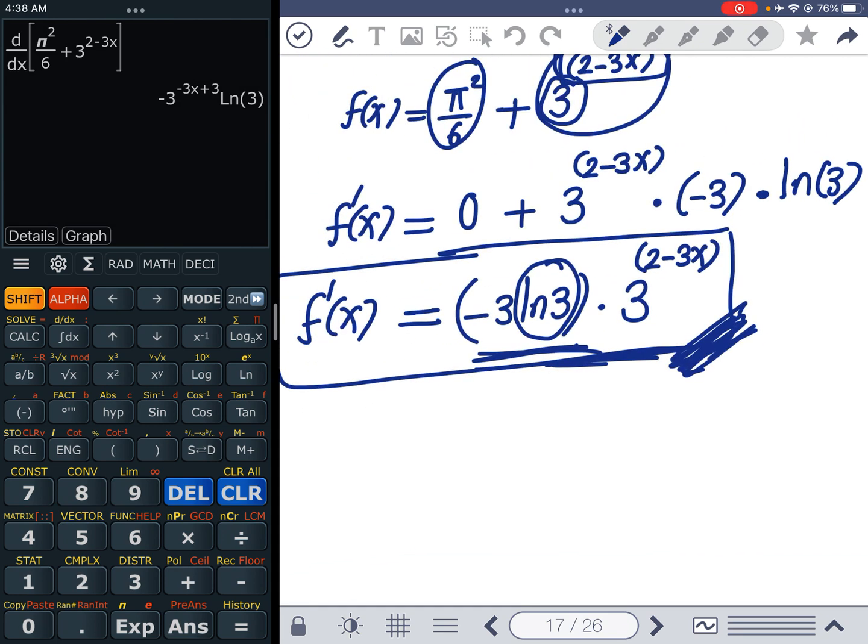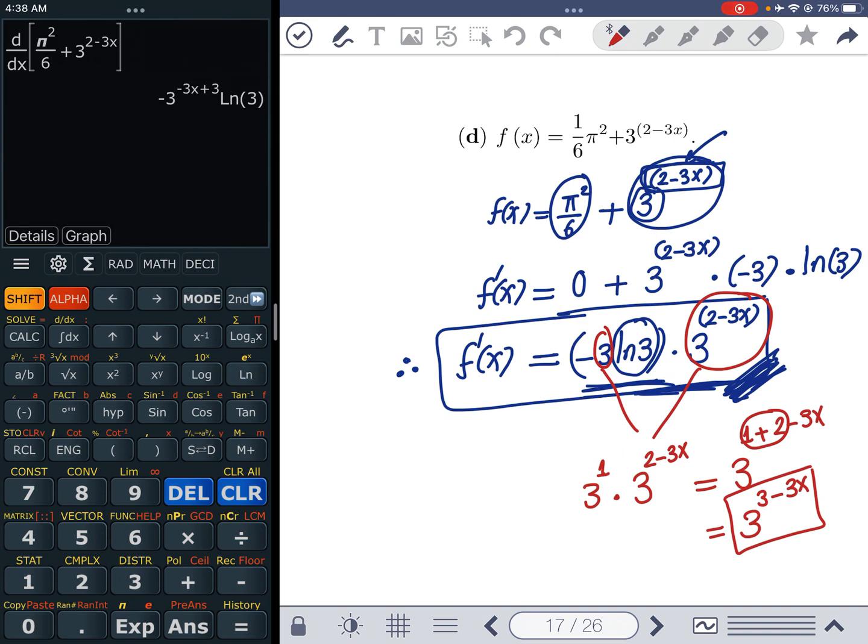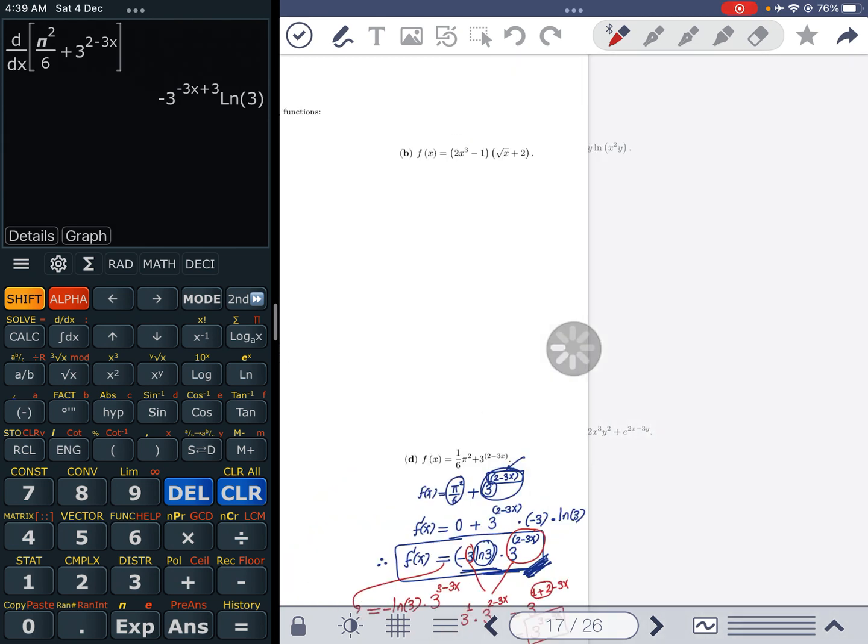What they did is, because this is a 3, it's like a 3 to the power 1. So they took this and said that these two together, 3 to the power 1 times 3 to another power, 2 minus 3x, because it's the same base, we can add the powers. 1 plus 2 minus 3x, so 1 plus 2 is 3 minus 3x. Okay, so you can even simplify this further and say it's equal minus ln 3, and then the 3 you add the power 1 to 2 minus 3x to get 3 minus 3x. Yeah, this is simpler than the way I wrote it initially.